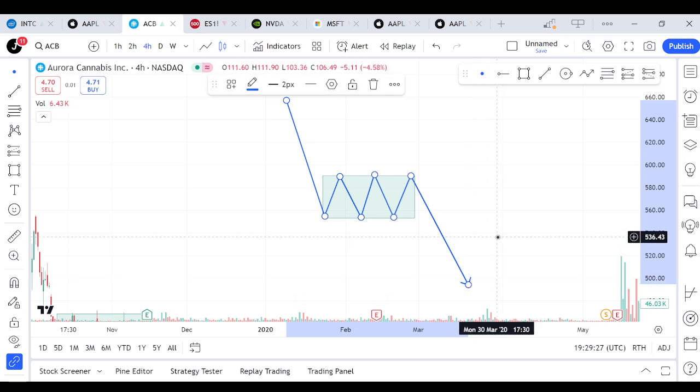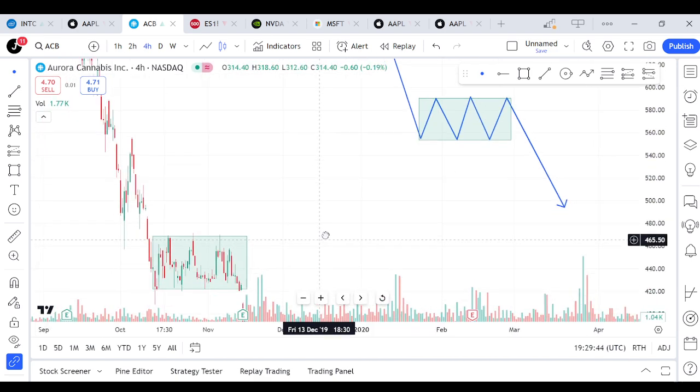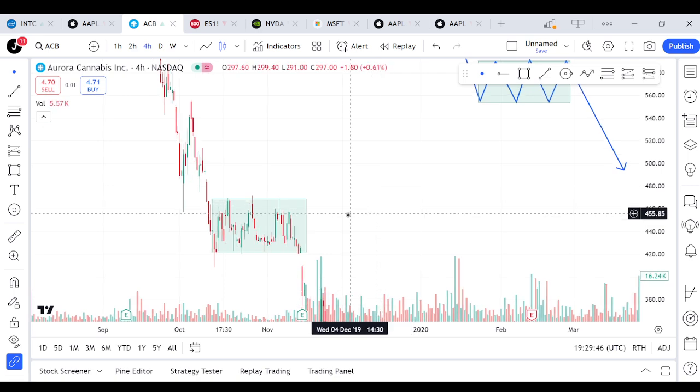So the most crucial aspect of this pattern is its ability to provide clear price targets. The height of the rectangle measured from support to resistance typically equals the minimum price movement you can expect after the breakout occurs. So let's quickly look at our charts and spot some examples of the bearish rectangle pattern.